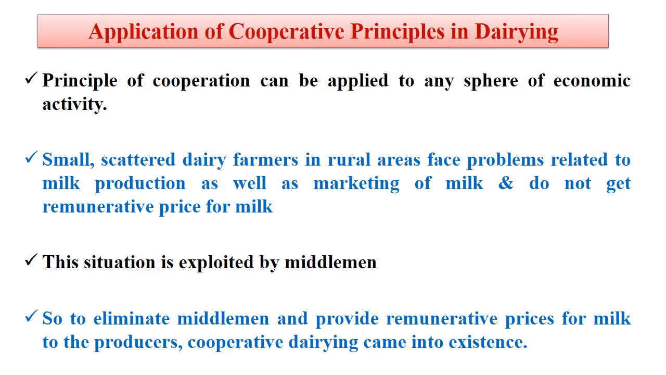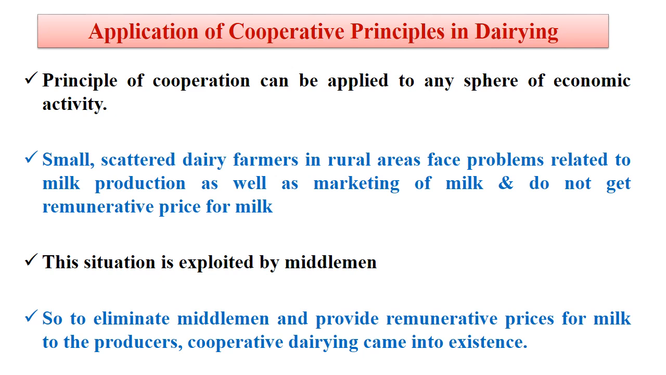Now we will understand about the application of cooperative principles in dairying. The principle of cooperation can be applied to any sphere of economic activity, but in the case of dairy, small scattered dairy farmers in rural areas face problems related to milk production as well as marketing of milk, and do not get a remunerative price for milk.